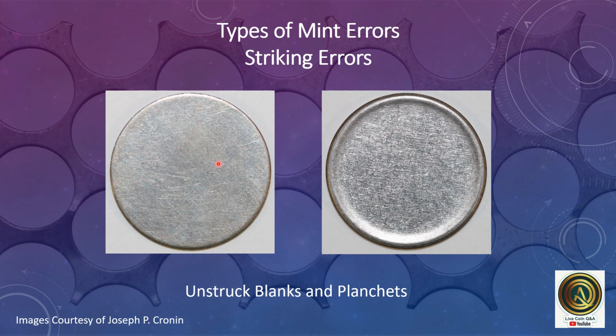Here's an example of an unstruck blank and an unstruck planchet. The difference being is that the planchet has been through the upsetting mill and has a rim formed on it. These either bypassed the minting press or passed through without being pressed.